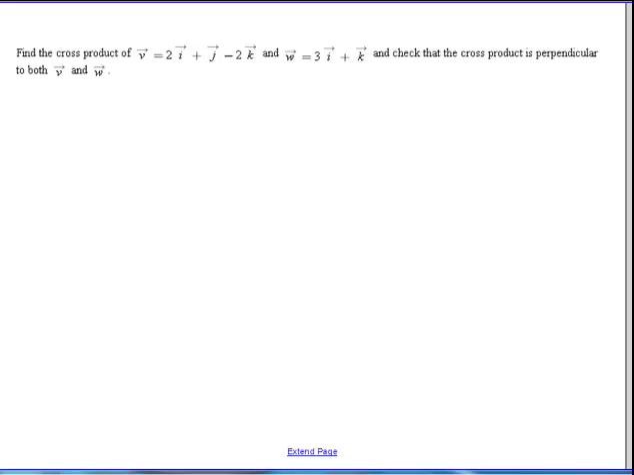All right, so now let's do a cross product with some numbers. We've got v and w, and we want to find the cross product of v and w. So v cross w. So we set up our chart. We've got i, j, k, and v is 2, 1, negative 2. That's their respective coefficients. And w is 3, the j value is 0, and k is 1.